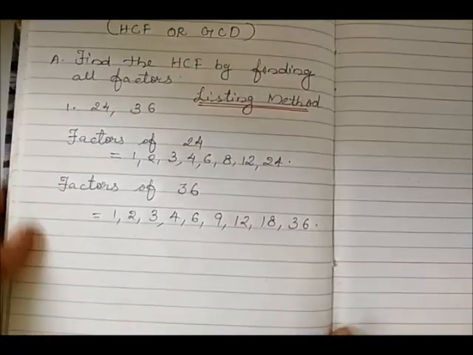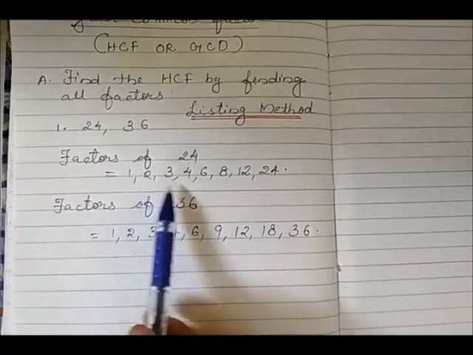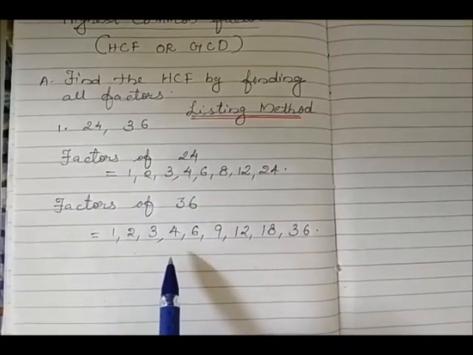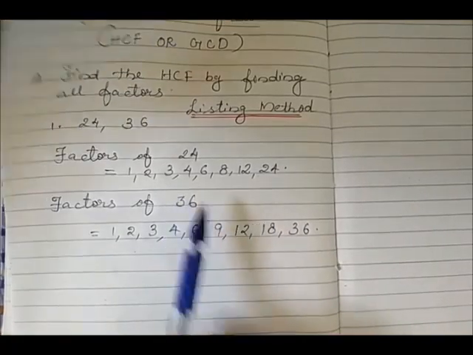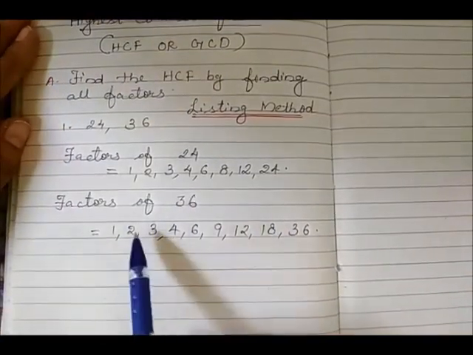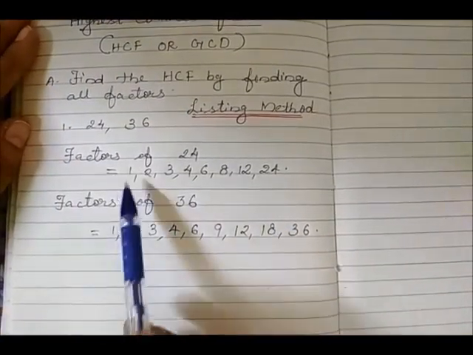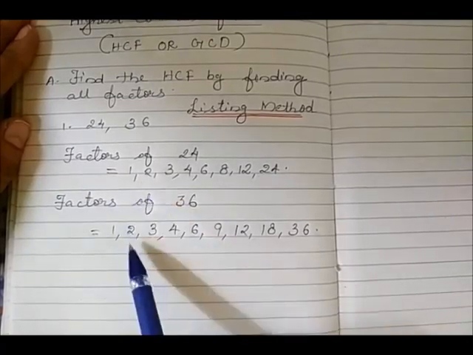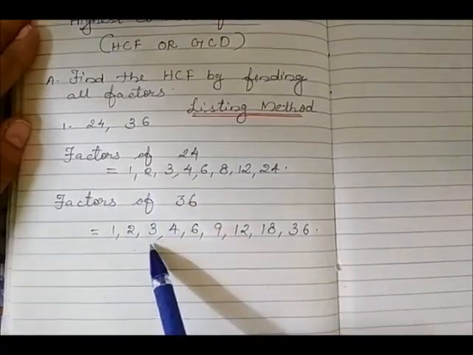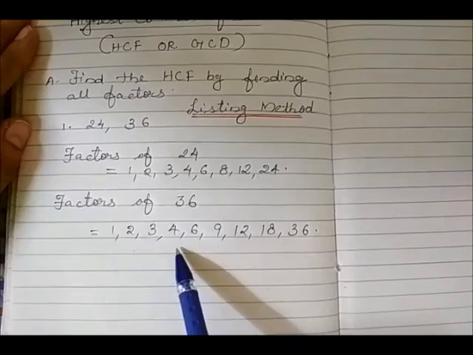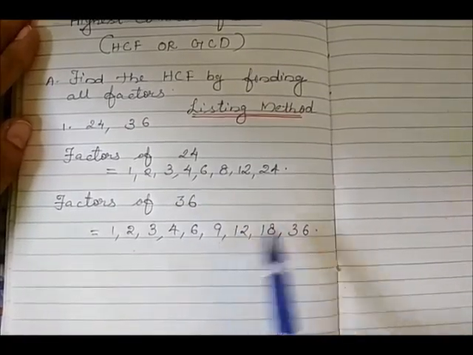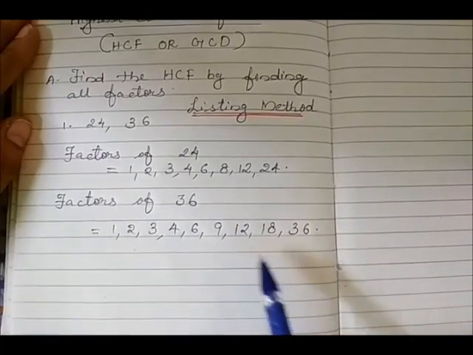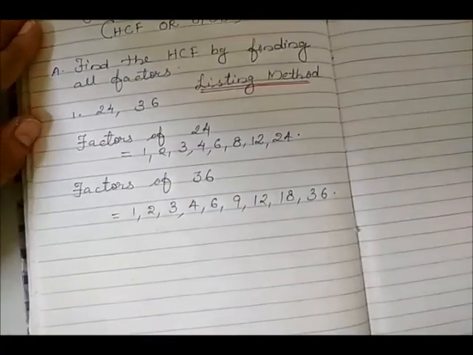Okay. Now we have found out factors of 24 and factors of 36. From this, now you have to take out all the common factors. Common factors means what are the common in both? 1 is common, 2 is also common, 3 is also common, 4 is also common, 6 is also common, then 8 and 9, no, then 12 is also common. So this you have to write.